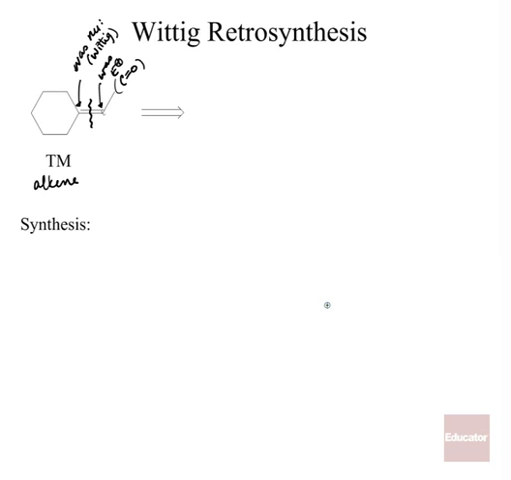So one possible disconnection for an alkene is to work backwards to a suitable Wittig reagent. What does this Wittig reagent look like? It's a 6-membered ring with the PPh3 attached with a double bond. Or you could draw the C minus P plus, same thing. So this is our Wittig reagent.